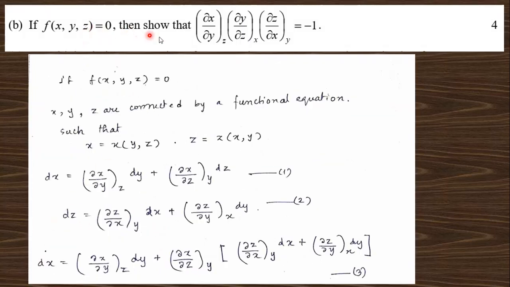If f equals 0, the function is 0, so this will be -1. Since the total function is 0, any one variable can be expressed in terms of the other two. So x can be expressed in terms of y and z, and also z can be expressed in terms of x and y. So dx can be written as here and dz can be written as here.